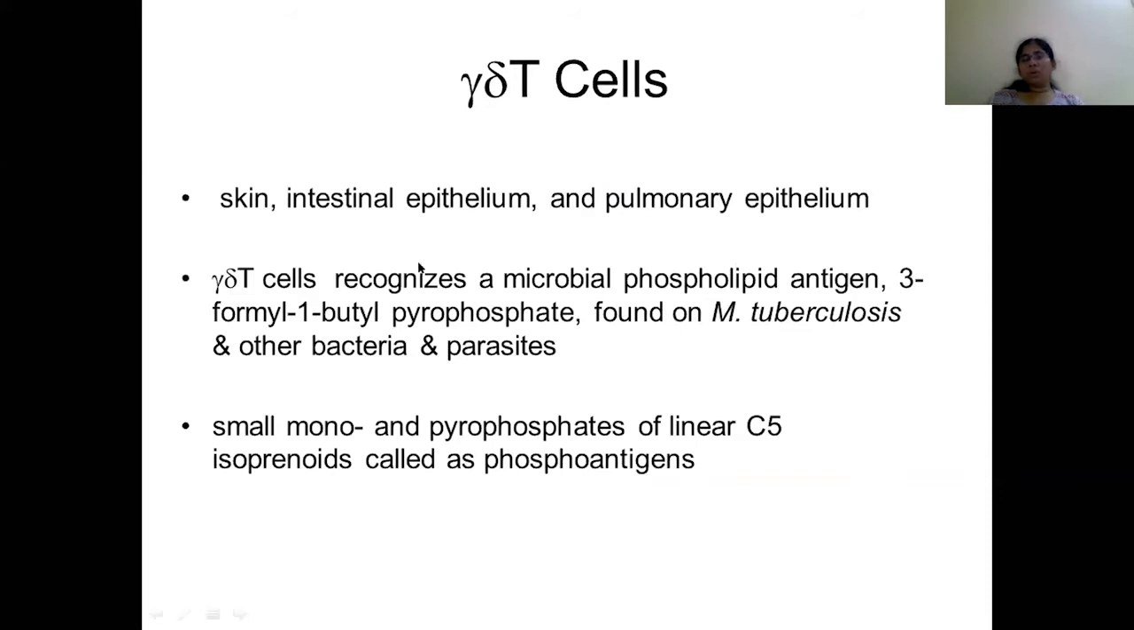Yeah, before that, I just want to say what we discussed till now was the classical alpha beta type of T cells. But as I've already discussed, we have a small subset of T cells, which is the gamma delta T cell. It is predominantly present in skin, intestinal epithelium, and pulmonary epithelium. These are the barrier tissues where they act more like innate immune cells. The gamma delta T cells recognize a microbial phospholipid antigen, which is found on Mycobacterium tuberculosis, and they are also important in some of the antiparasitic immunity and some immunity against intracellular bacteria.